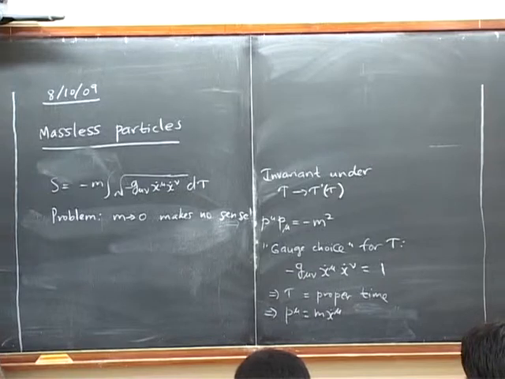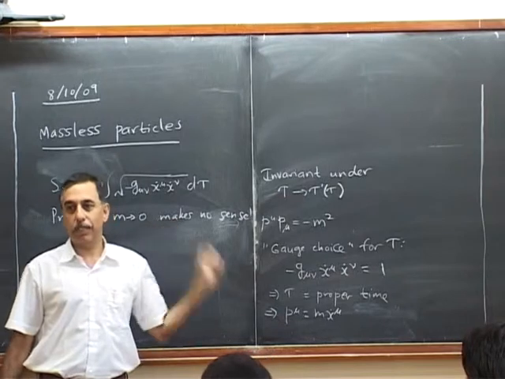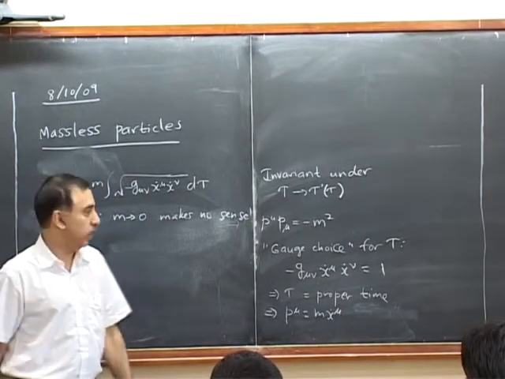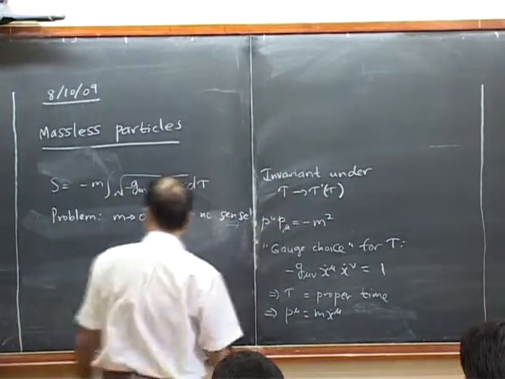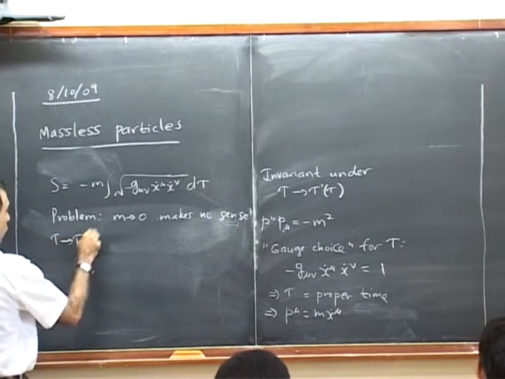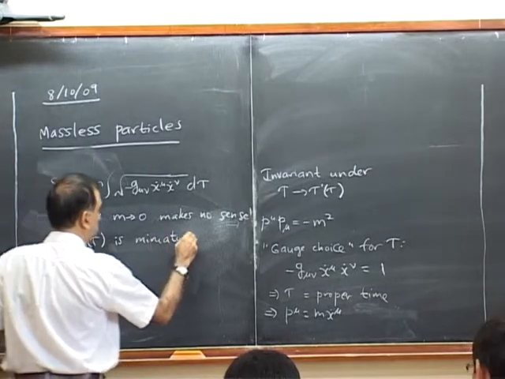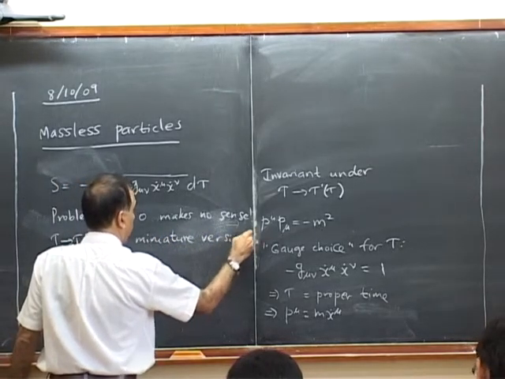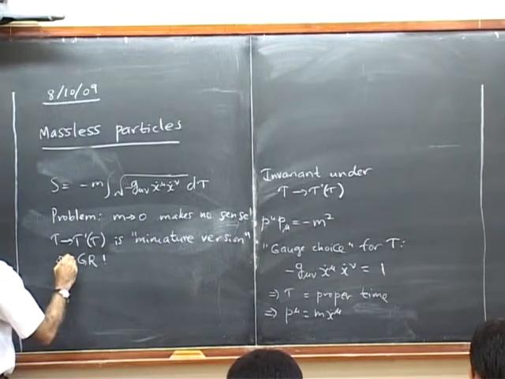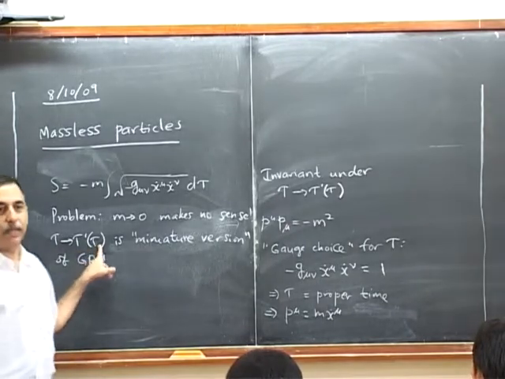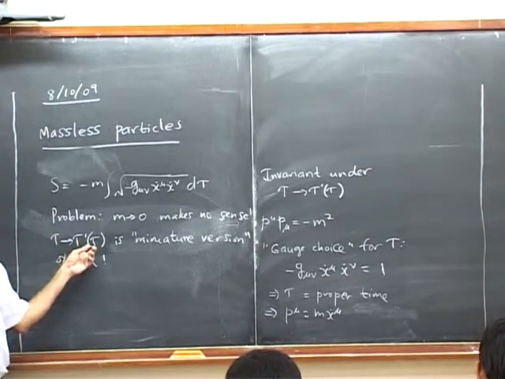Now let me remind you that what we want is an action with this key property, and which gives some kind of sensible geodesic equation of motion. What we'll do now is to take seriously the idea that this is a miniature version of general relativity. Miniature being that it applies in a one-dimensional space-time instead of a four-dimensional space-time. In fact, that one-dimensional space-time has only time and no space.